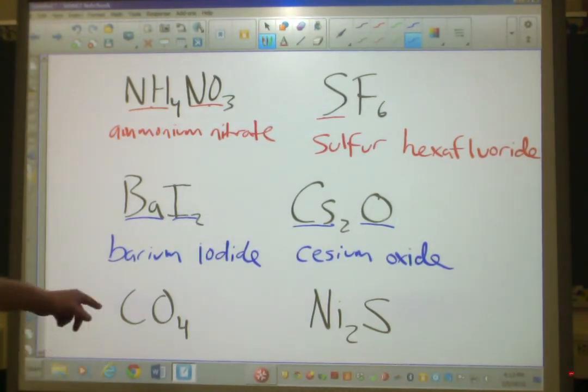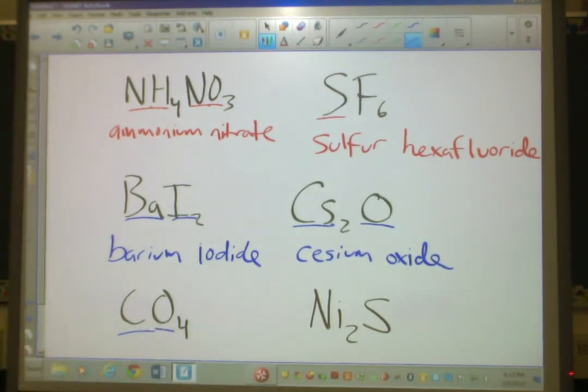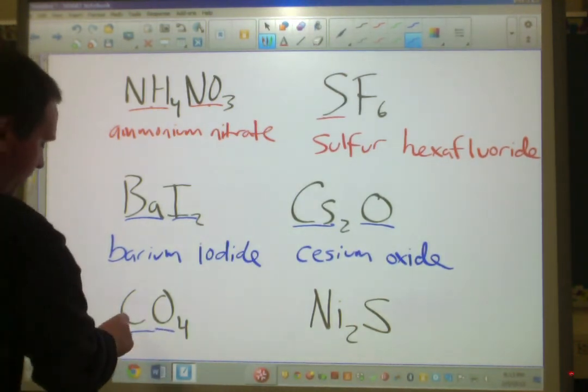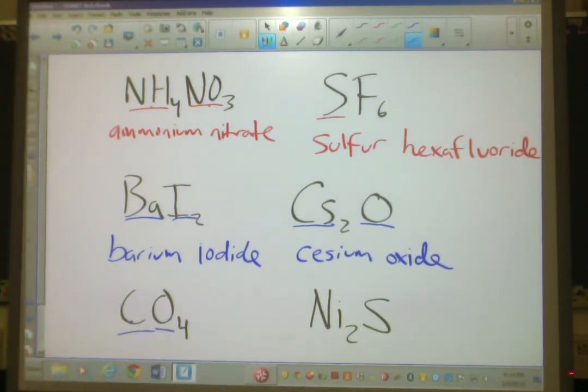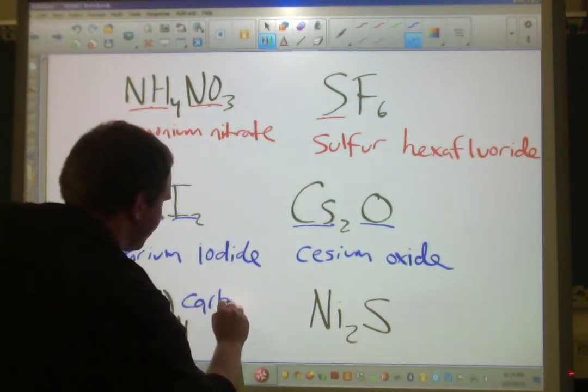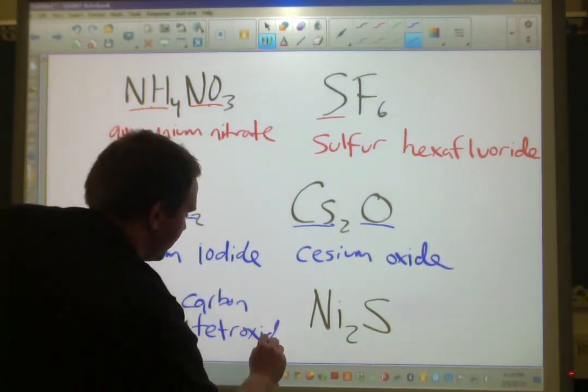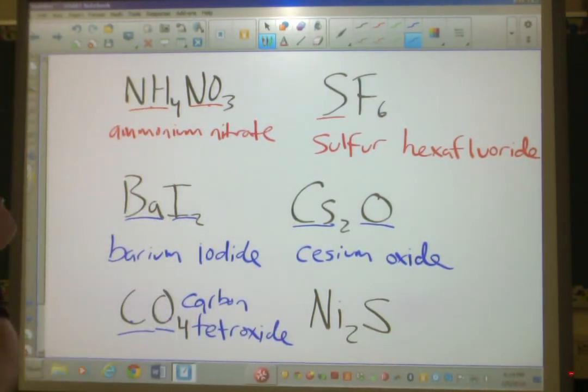Next problem, CO4. First question, is this ionic or covalent? Nonmetal, nonmetal. Two nonmetals, covalent. Carbon tetroxide. Remember, you don't say tetraoxide. You cut that A out and you say tetroxide. So I'm going to write that quickly. Carbon tetroxide. Just like that.